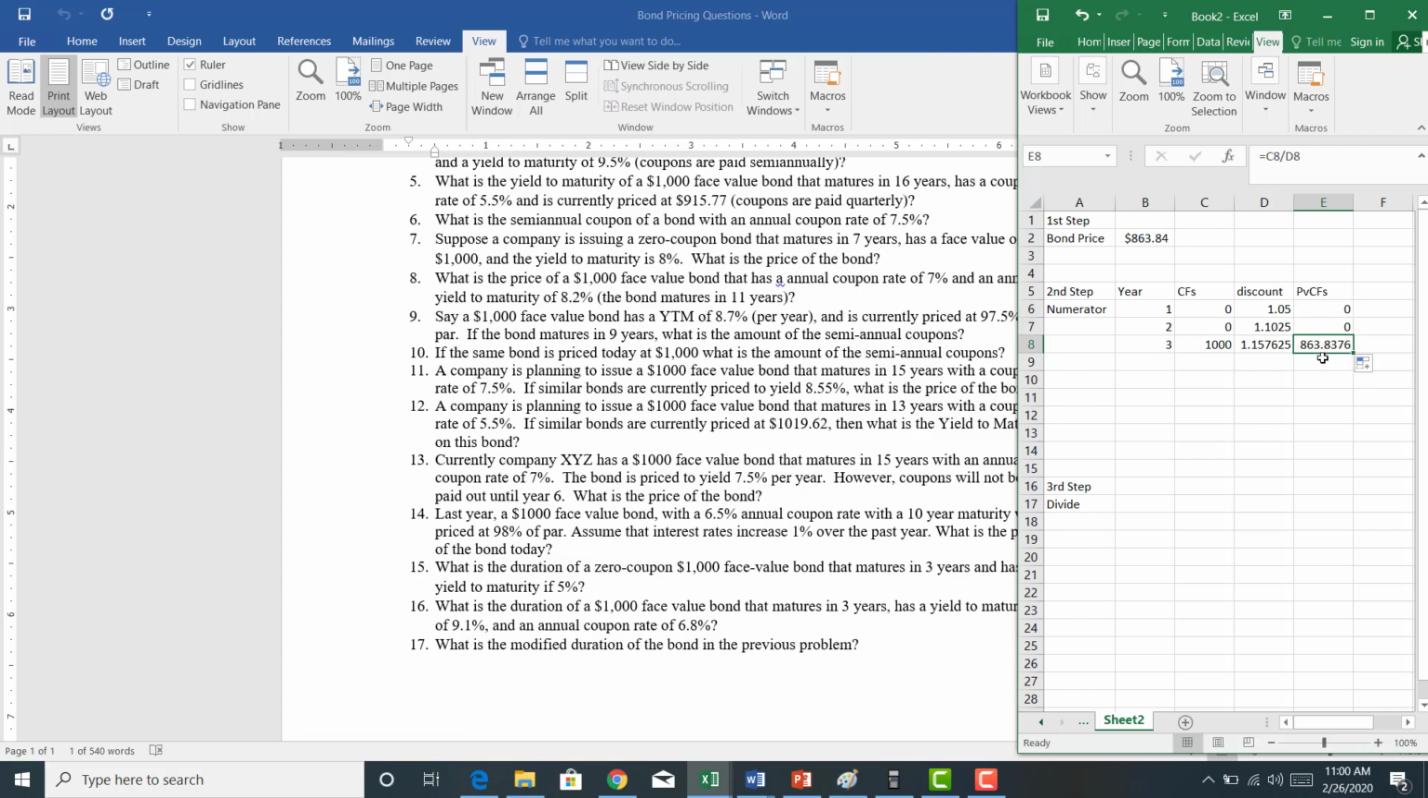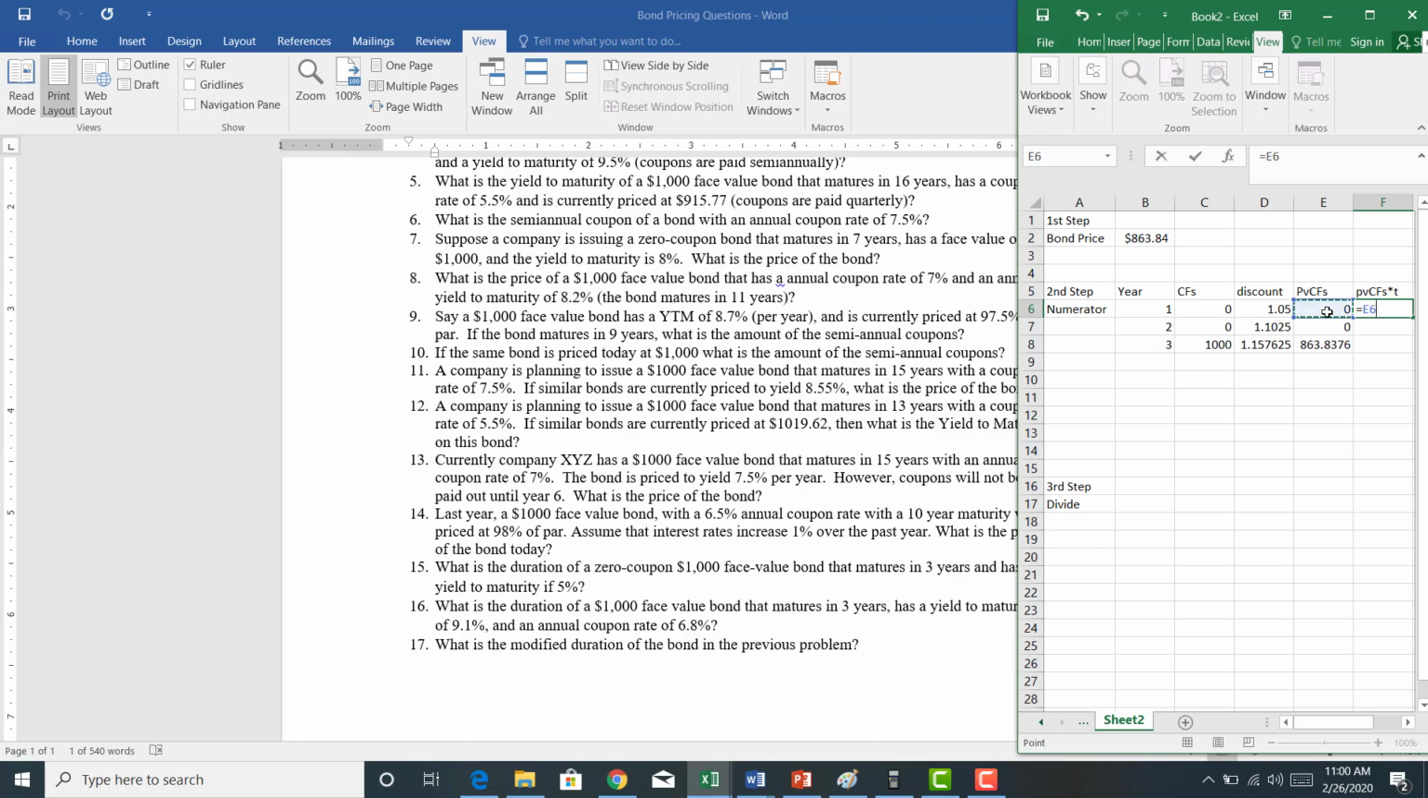Now I want you to notice something here. That number looks very familiar, doesn't it? The bond price is just equal to the present value of its future cash flows. So you could probably already calculate the duration in your head. However, what I'm going to do here is get the present value of the cash flows times t.